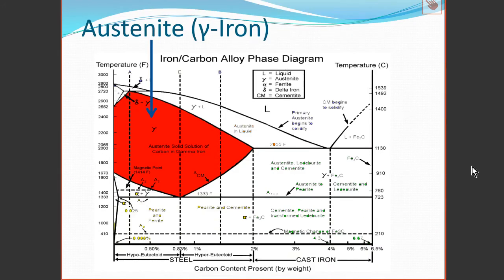Okay, the first phase that is commonly mentioned when discussing steels is austenite, also known as gamma iron. So austenite and gamma iron are the same thing. It's great that this area has been colored red, because when we normally see austenite in a steel that is not highly alloyed, the austenite only exists when the steel is red hot. So when you see red hot steel, what you're looking at is austenite.